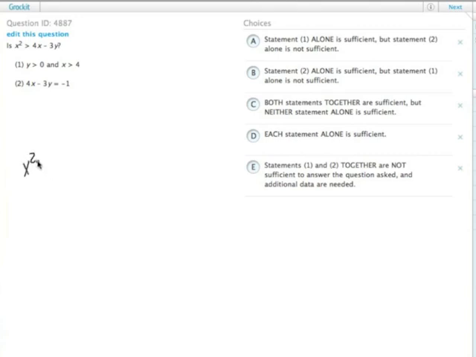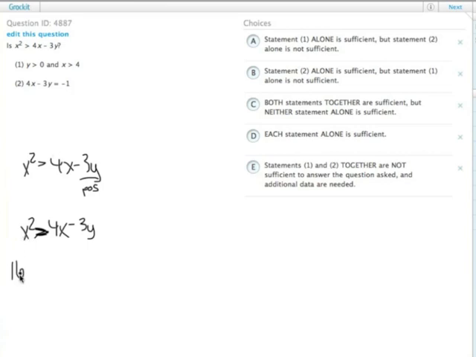So we have x squared is greater than 4x minus 3y. That means that this is definitely a positive number, and we know that this number here, let me tackle this another way. Let's say that x squared equals 4x minus 3y. I'll leave it as the inequality: x squared is greater than 4x minus 3y, but let's say that x itself equals 4.